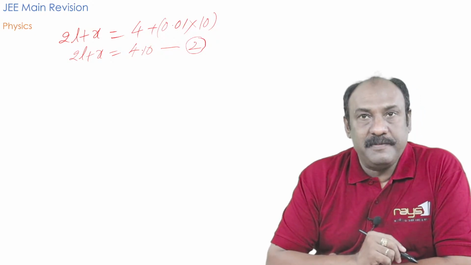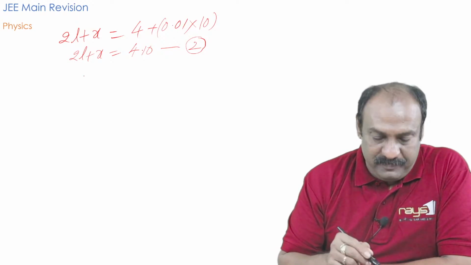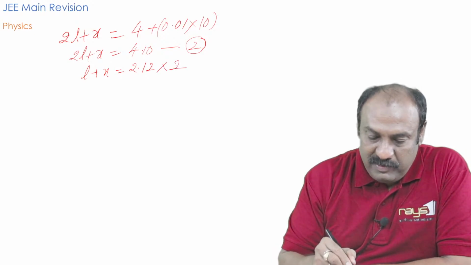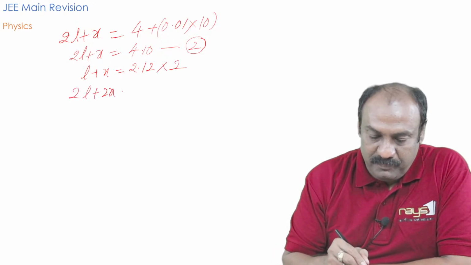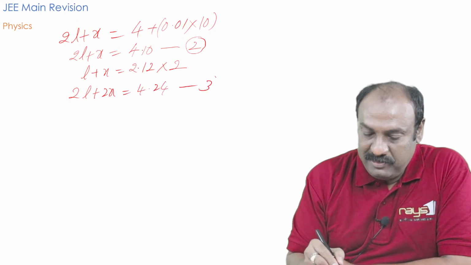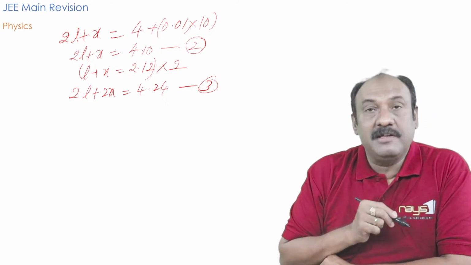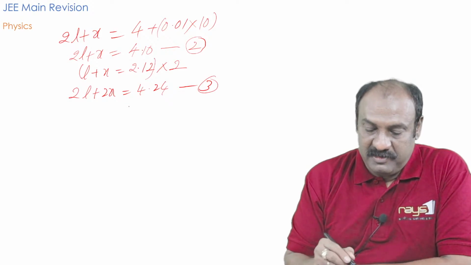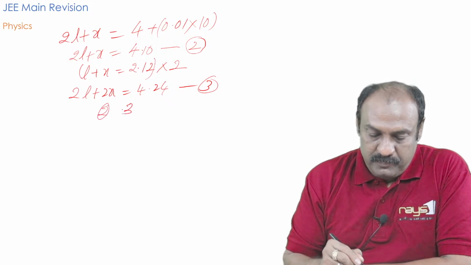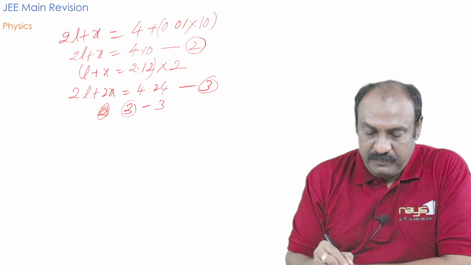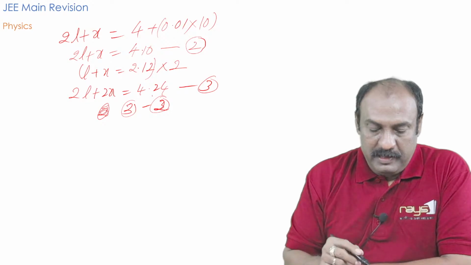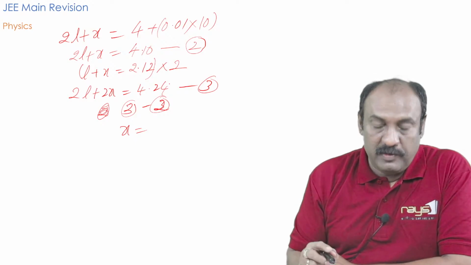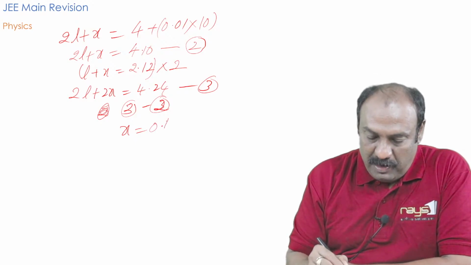Now, we want the error, so we have to eliminate L. Initially L plus x is 2.12. I multiplied this by 2 and get 2L plus 2x equals 4.24, equation 3. Now equation 2 is subtracted from equation 3. Then 2L gets cancelled, and 2x minus x is equal to 4.24 minus 4.10, that is 0.14.